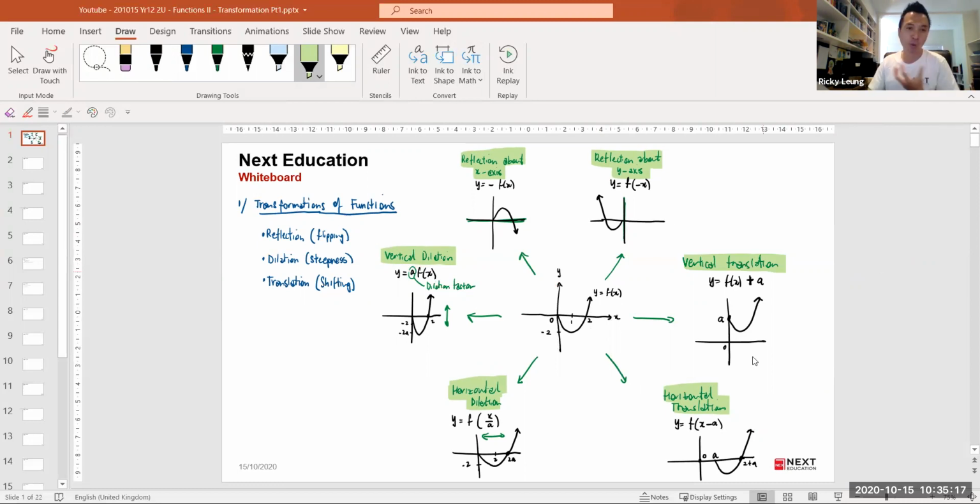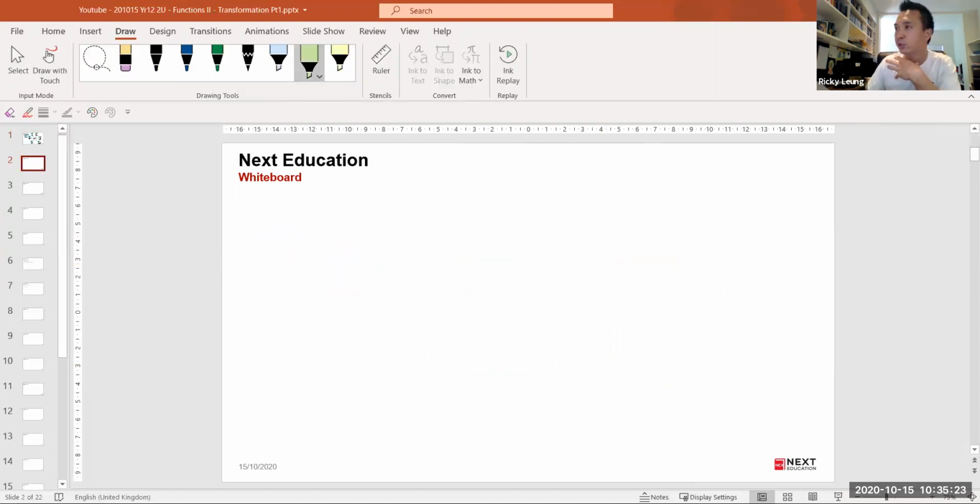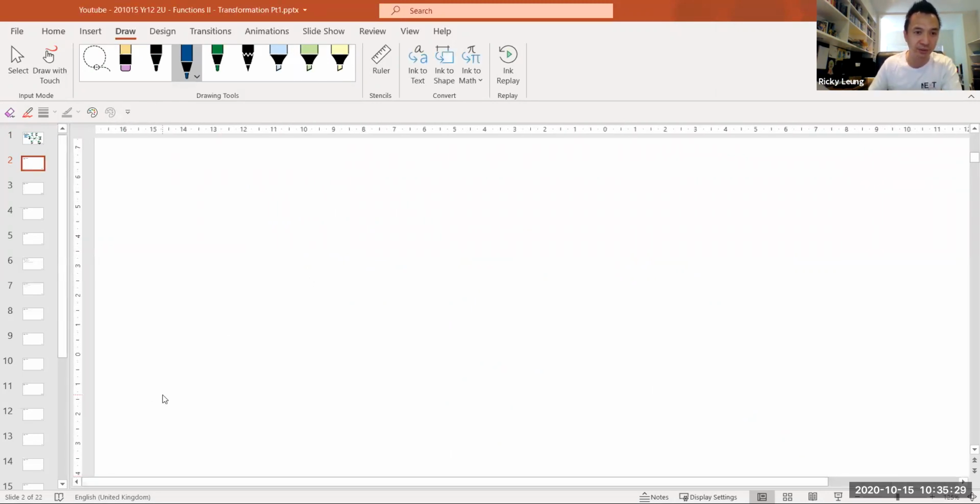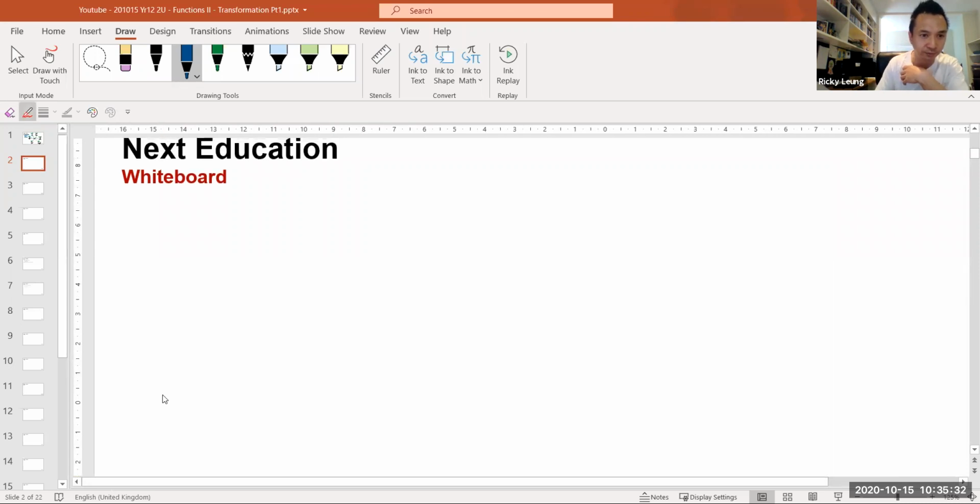What I also want to talk about now is this concept of commutation, or whether something commutes. Transformations that commute are defined as the following. Let me just write a title. Transformations.